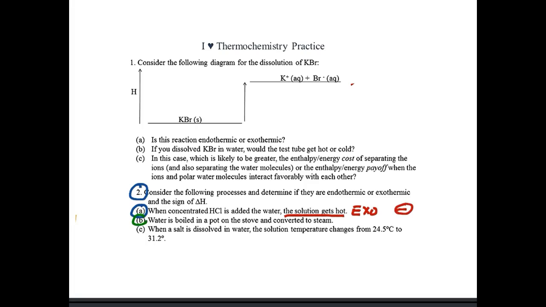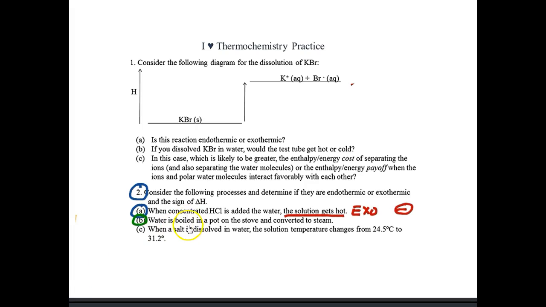Water is boiled in a pot on the stove and converted to steam. Now there's a couple of things here that would help you answer this question. One is that this is a phase change. We're converting liquid water into gaseous water or steam. And we learned in class that phase change going from the liquid to the gas is an endothermic process. So I know from the phase change description that this is endothermic, liquid to gas.